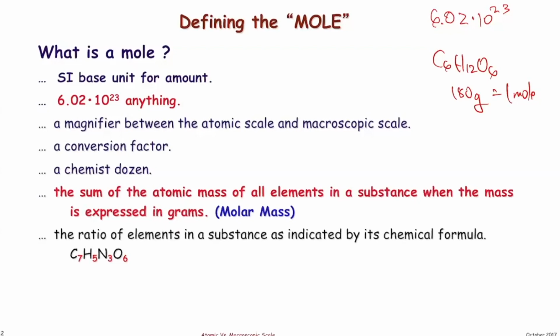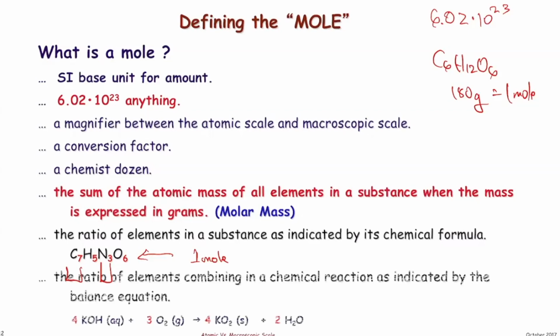It's also the ratio of elements in a substance as indicated by its chemical formula. This 7 tells you that you have 7 moles of carbon. This 3 tells you that you have 3 moles of nitrogen. It can also mean that you have 3 nitrogen atoms. But if you have 1 mole of this compound, then you have 7 moles of carbon, 5 moles of hydrogen, 3 moles of nitrogen, and 6 moles of oxygen. So that's what that means.